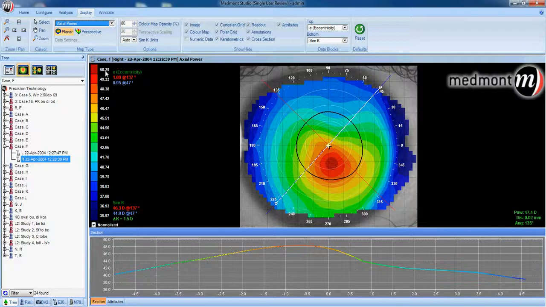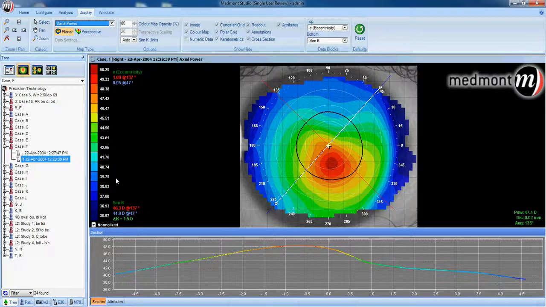How do we determine that this is a diseased eye? We look at the simulated K readings and we see a fairly normal, although slightly steeper, flat K, 44.8. This would not be indicative of keratoconus. Certainly the 1.5 diopters corneal astigmatism would not be indicative of keratoconus.